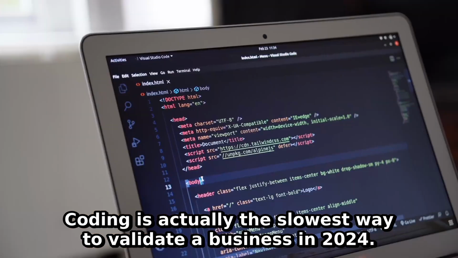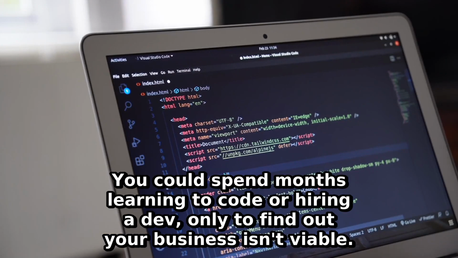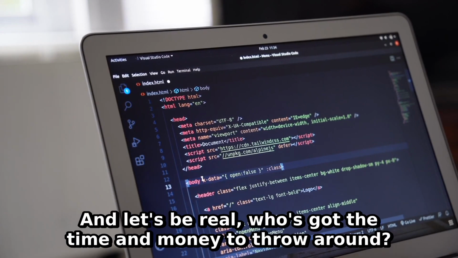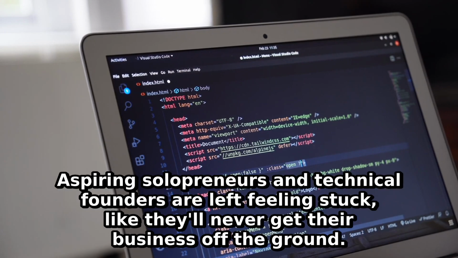You could spend months learning to code or hiring a dev, only to find out your business isn't viable. And let's be real, who's got the time and money to throw around? Aspiring solopreneurs and technical founders are left feeling stuck, like they'll never get their business off the ground.